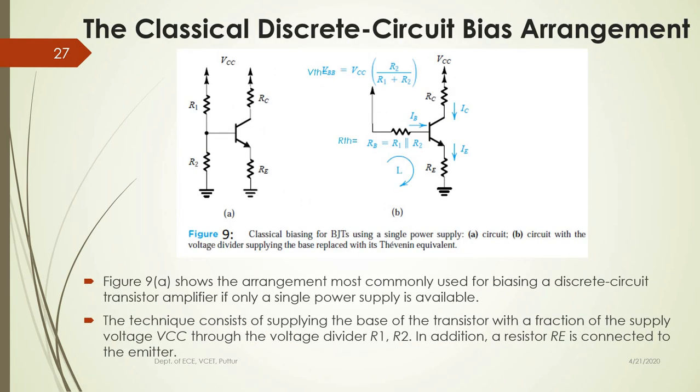The next good biasing scheme is the classical discrete circuit biasing arrangement. This is the most commonly used arrangement for biasing a discrete circuit transistor amplifier if only a single power supply is available. Here we make use of a single power supply, VCC. This technique consists of supplying the base of the transistor with a fraction of the supply voltage VCC through the voltage divider R1 and R2. In addition, the resistor RE is connected to the emitter.